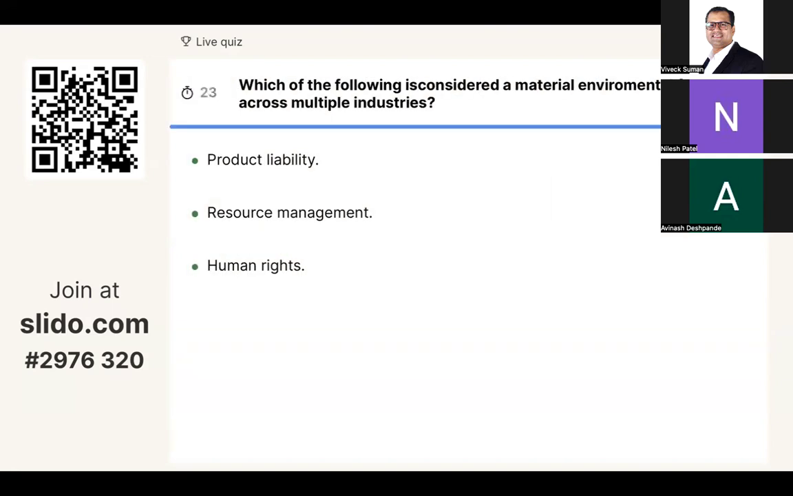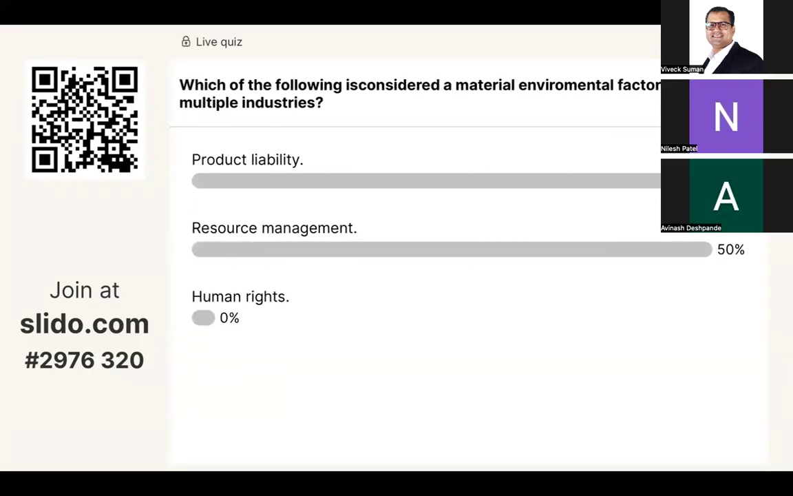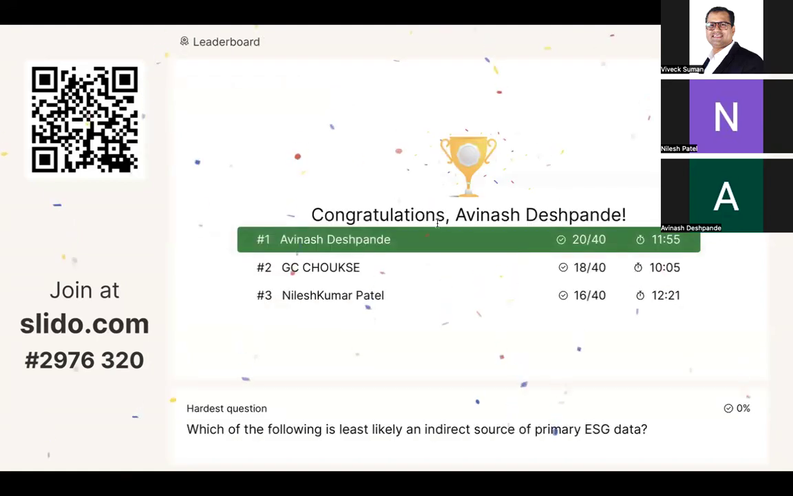Next question, please. Which of the following is considered a material environmental factor across multiple industries? Product liability, resource management, or human rights. The correct answer is resource management.